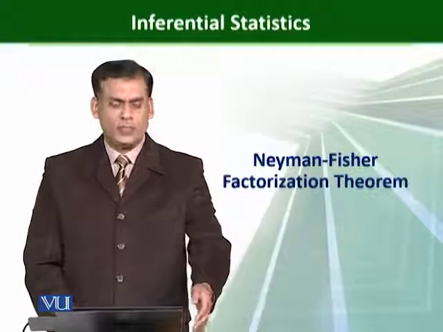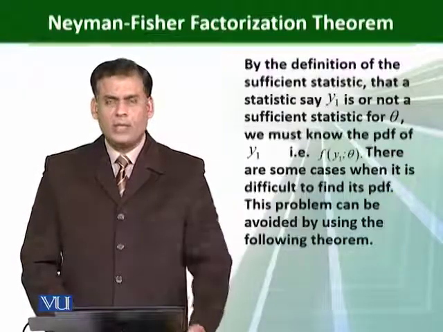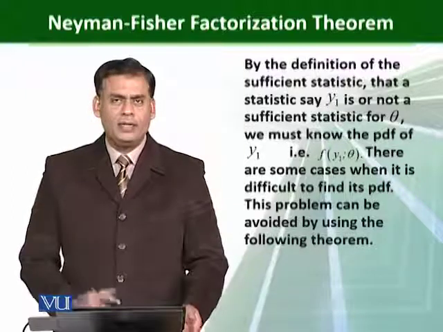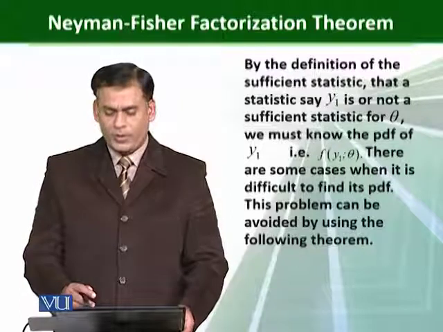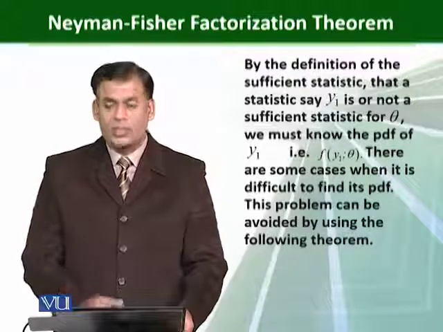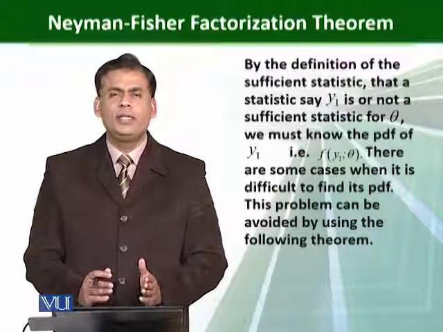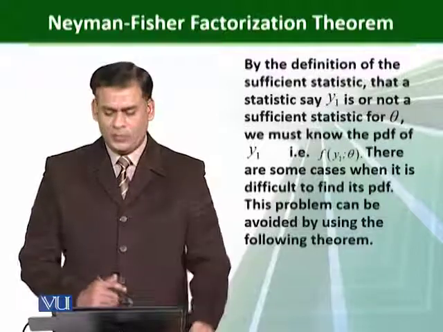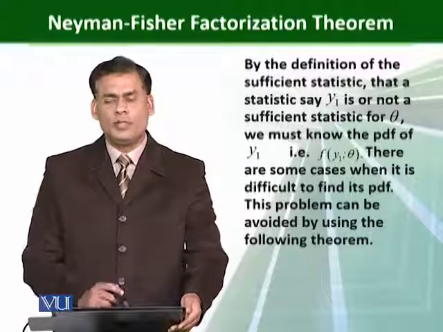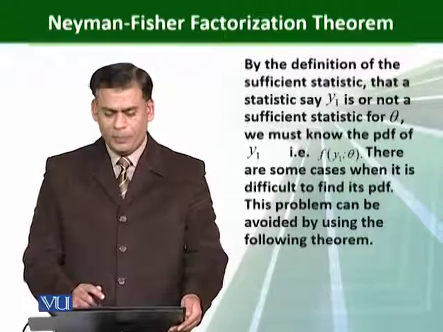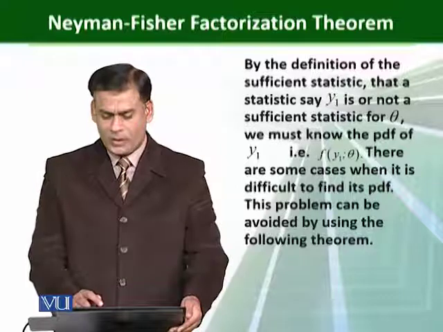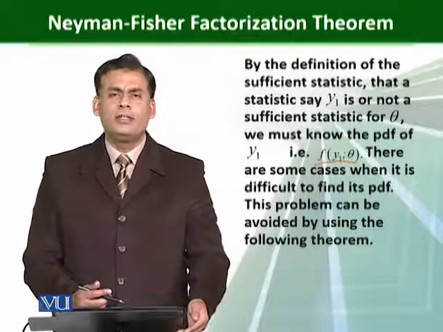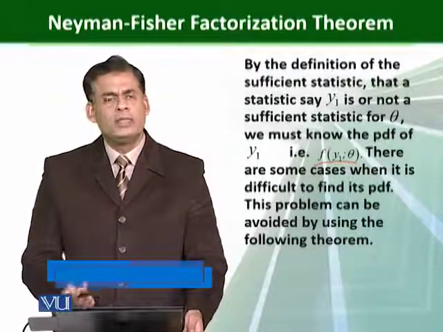Neyman-Fisher factorization theorem. If we continue from the definition of the sufficient statistic, and we know that the statistic y1 is or is not a sufficient statistic for theta. It is not necessary that the statistic y is sufficient; it may or may not be sufficient. But one thing is very important: we have y1, whose PDF is f of y1 theta. Sometimes it is very difficult to find the PDF of the sufficient statistic.